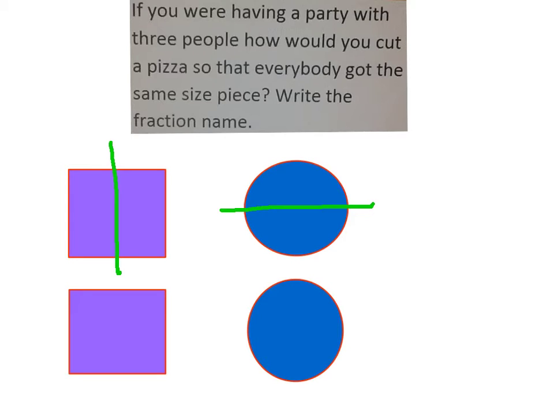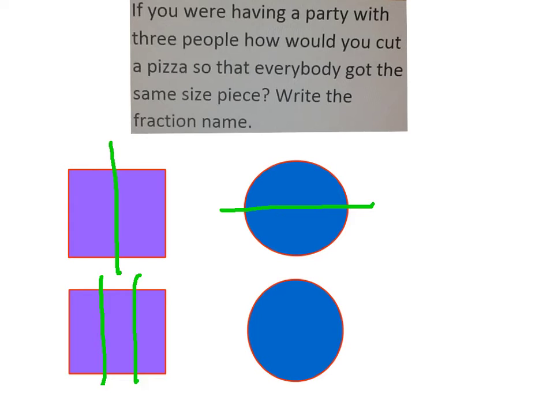So with my square, what I'm going to do is I'm going to go a little bit less than half on one side, and I'm going to go to the other side and go a little bit less than half. Now my drawing is not perfect because I'm drawing this with my finger, but that gives you an approximate idea of what thirds look like in a square.